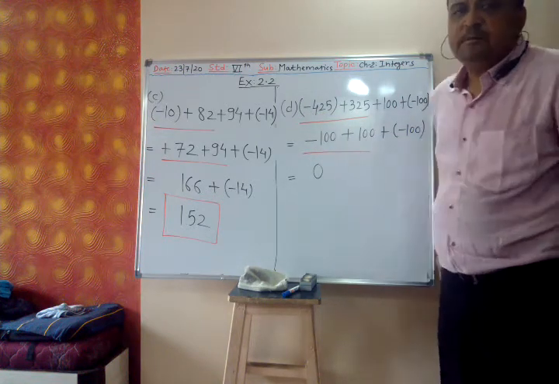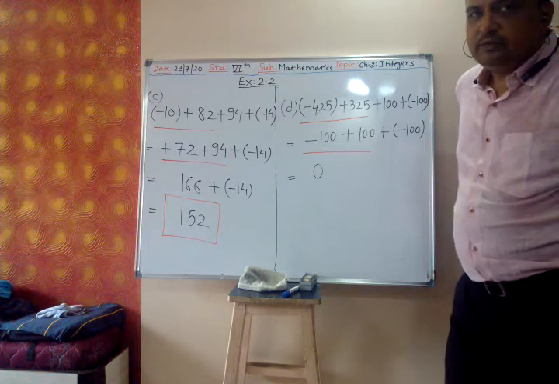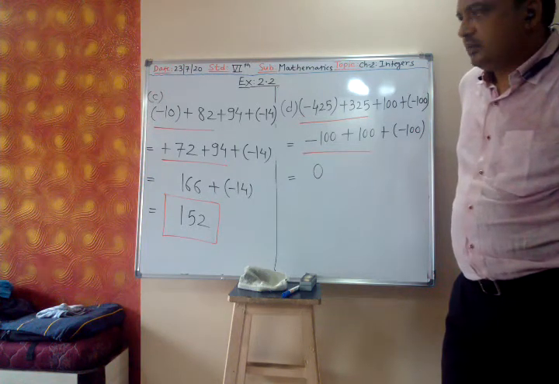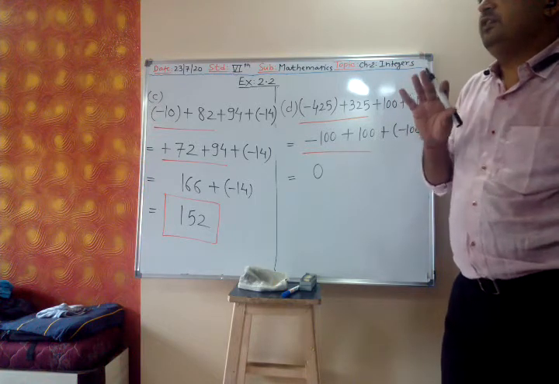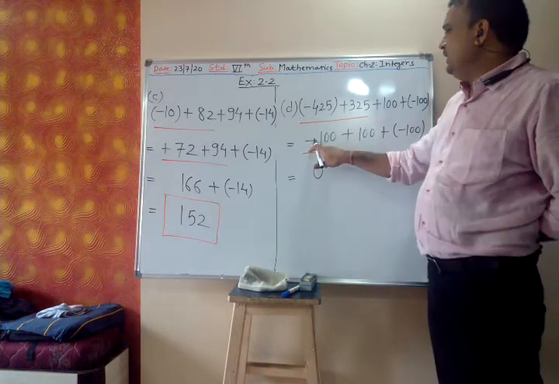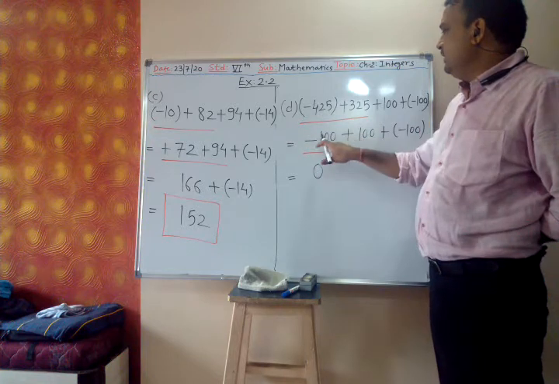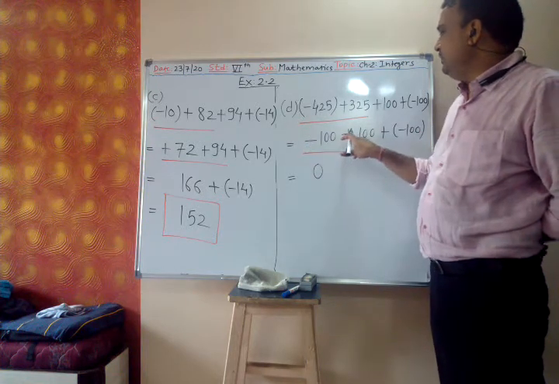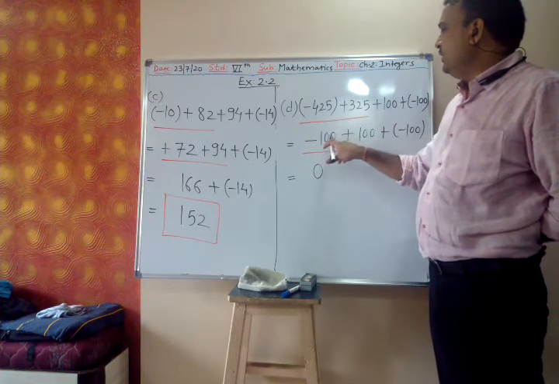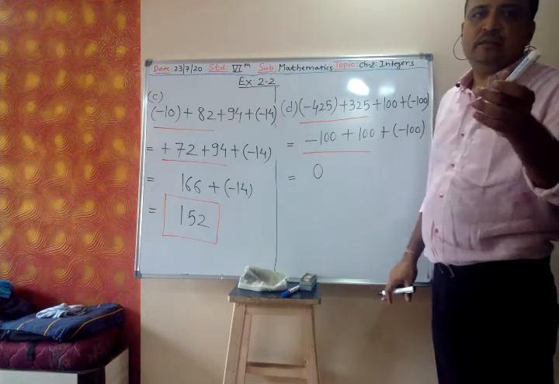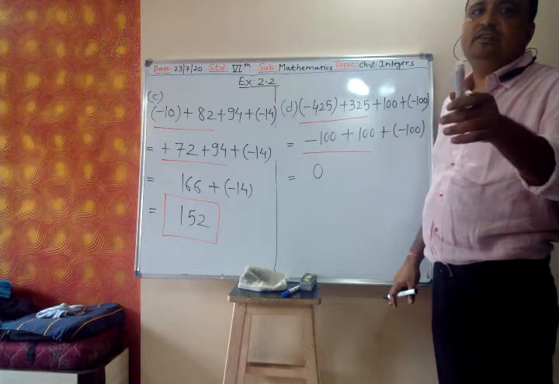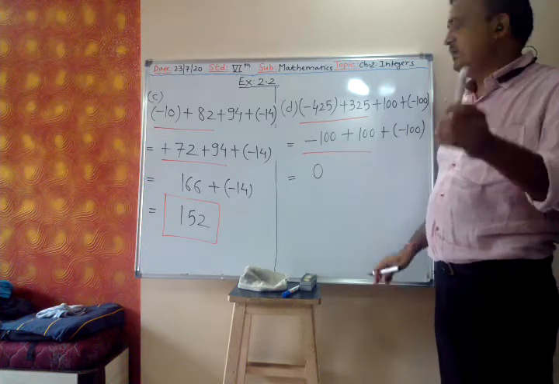Yes, ask the doubt. Wait, let me first go step by step. Minus 100 plus 100, they have opposite signs, minus and plus. So I have to subtract. 100 minus 100 is 0, and 0 has no sign. We don't write plus 0 or minus 0, we simply write 0.